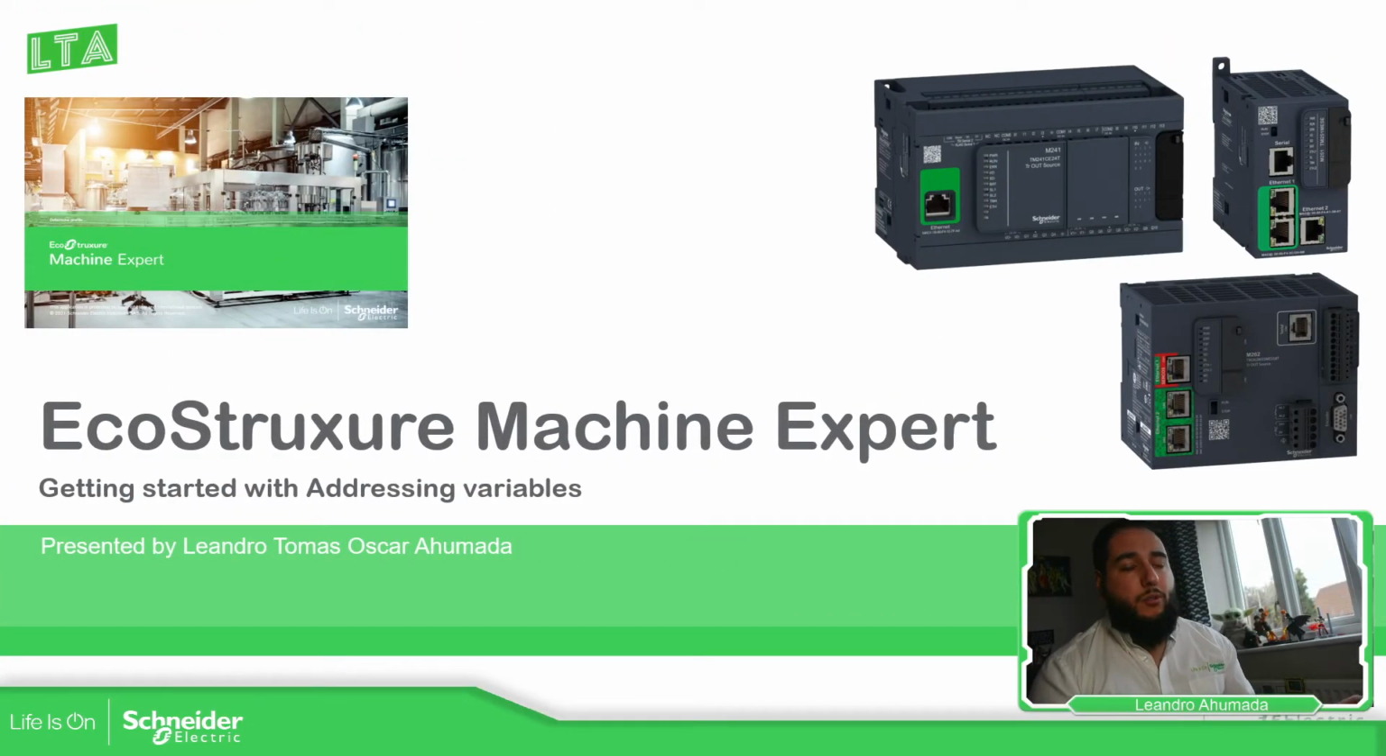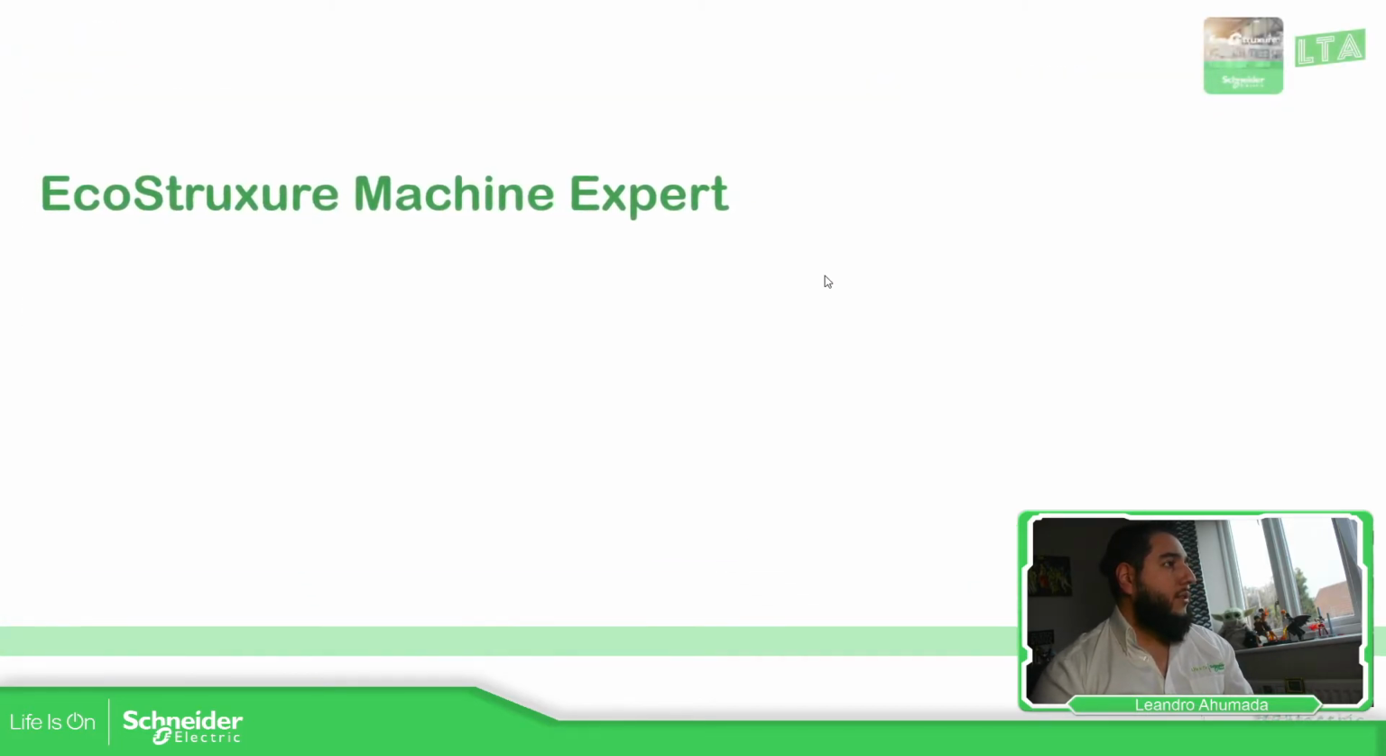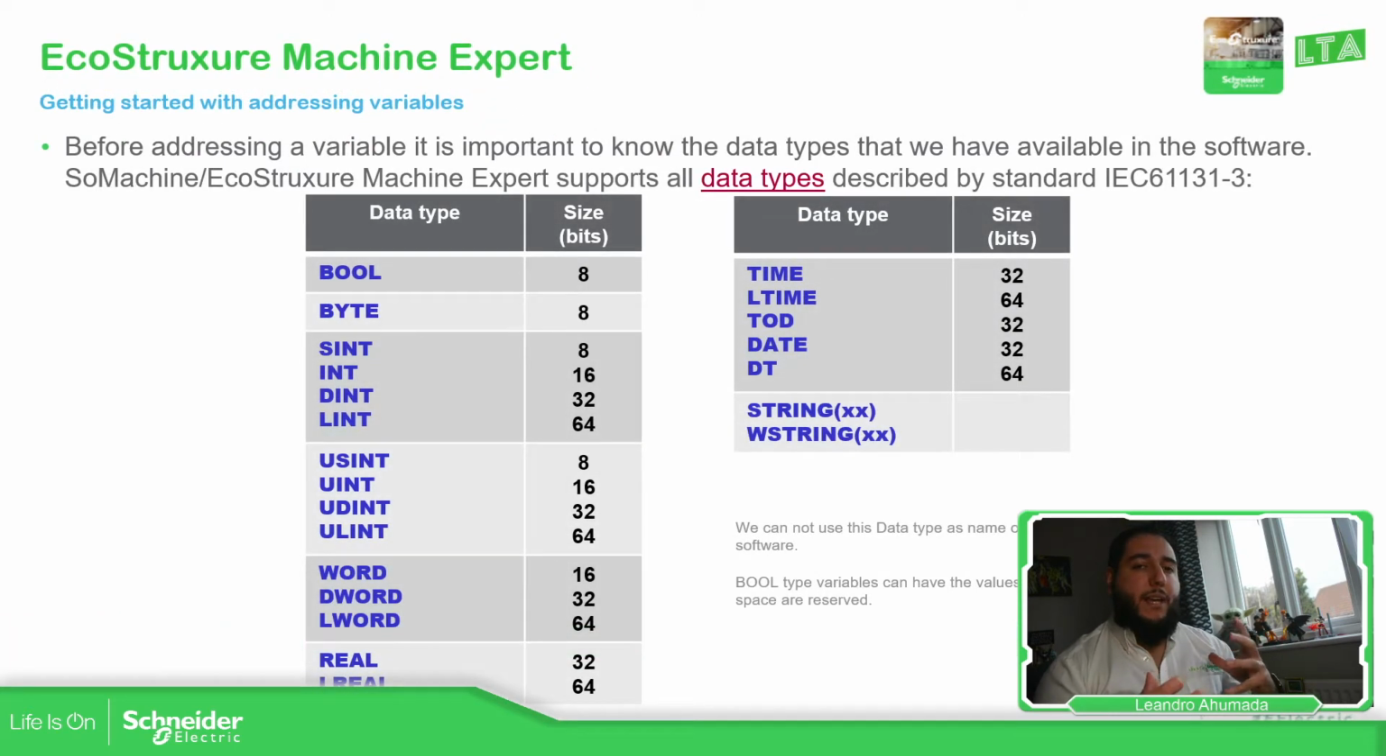In order to understand how we are going to give an address to the variables, it's important to know the size in the memory of the PLC for each of the variable types that we have. So in the next slide, we can see the different types of variables that we can find in the software, and the size of each variable.